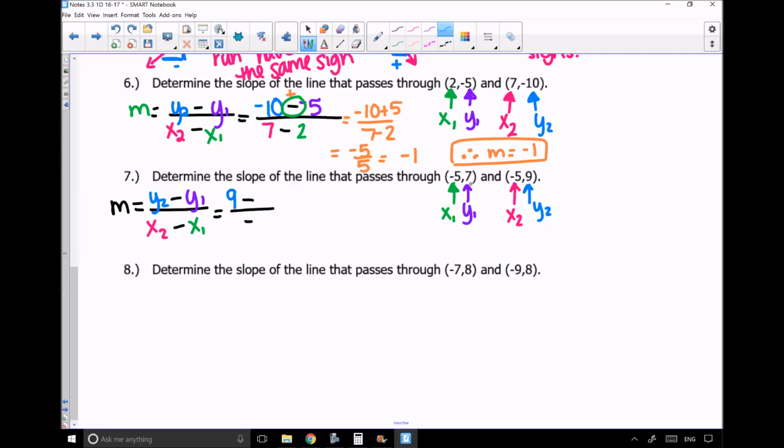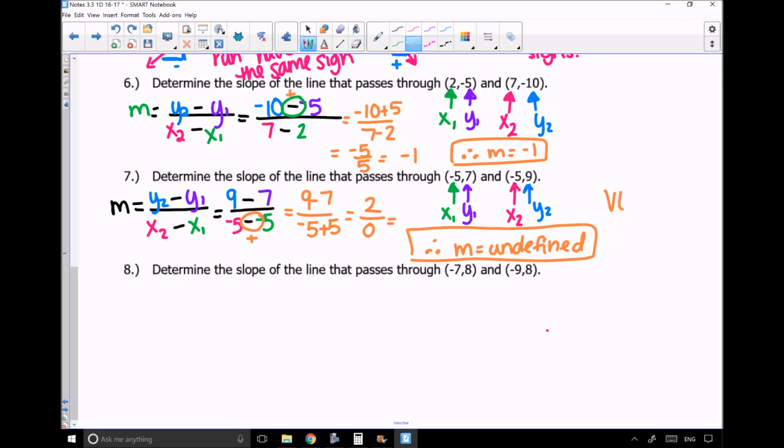Minus y1, I look for y1, I know it's a 7. And then in my denominator, I know my x2 is -5. And I know that x1, when I look at what I labeled it, is -5 as well. Don't forget, this minus a negative turns into a positive. So I end up getting 9 minus 7 over -5 plus 5, which means I get 2 over 0, which is impossible. We already figured out you can't divide by 0. So therefore, the slope of my line is going to be something called undefined because we can't divide by 0. It's impossible.